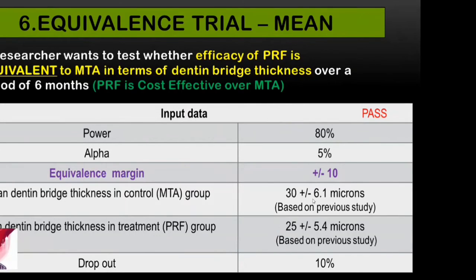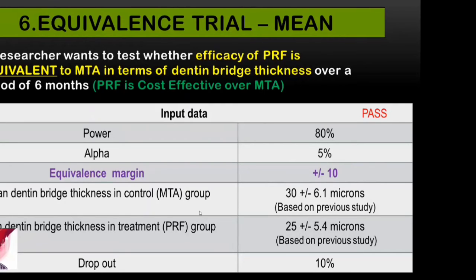Am I right? Yes. So we don't know whether PRF is going to be superior or inferior to MTA, but we want to prove that PRF is equivalent to MTA. So I am keeping alpha, but based upon the clinical assumption, I want the margin to be plus or minus 10. Suppose it's 30, it means 20 to 40 is the equivalent range.